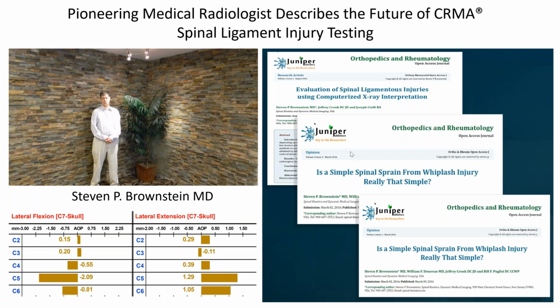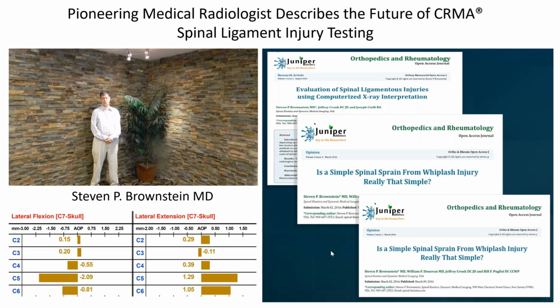As Jeff said, I'm a board certified radiologist for 40 years. I also have donated my teaching library to Palmer College, and I'm also an honorary fellow of the American College of Chiropractic. Probably about 12 years ago, I was introduced to spinal ligament injuries and testing, and I got it right away. We became the first center in the United States to have the upright, digital motion X-ray, and CRMA under one roof. So I've become the leader in dynamic imaging and publishing along those lines.